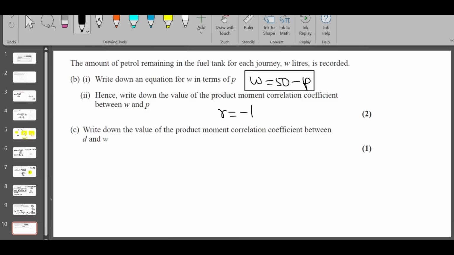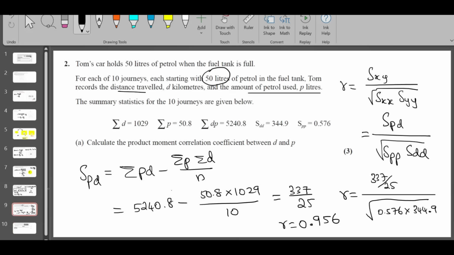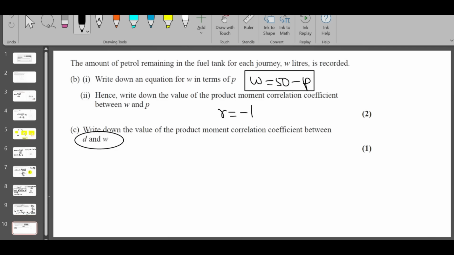Write down the value of the PMCC between D and W now. D and W. Okay, what is D here? The distance traveled, right? Okay, we already have the PMCC for P and D, right? P and D, R is equal to 0.956. Correct? Now they want the PMCC for D and W.